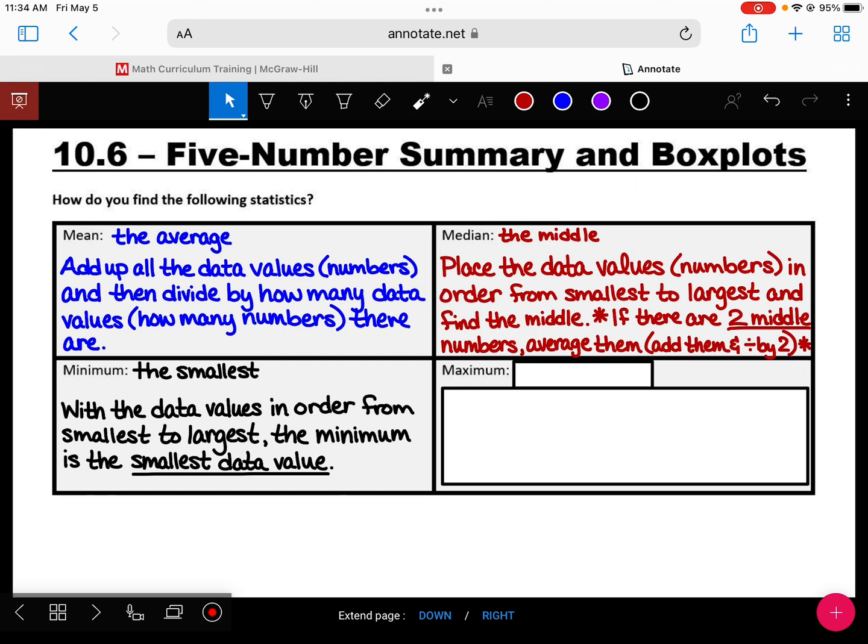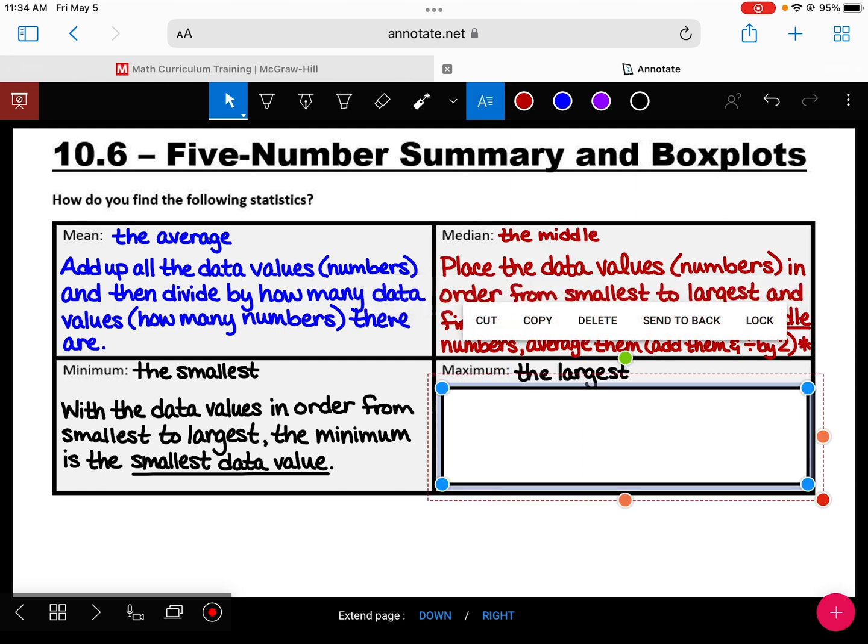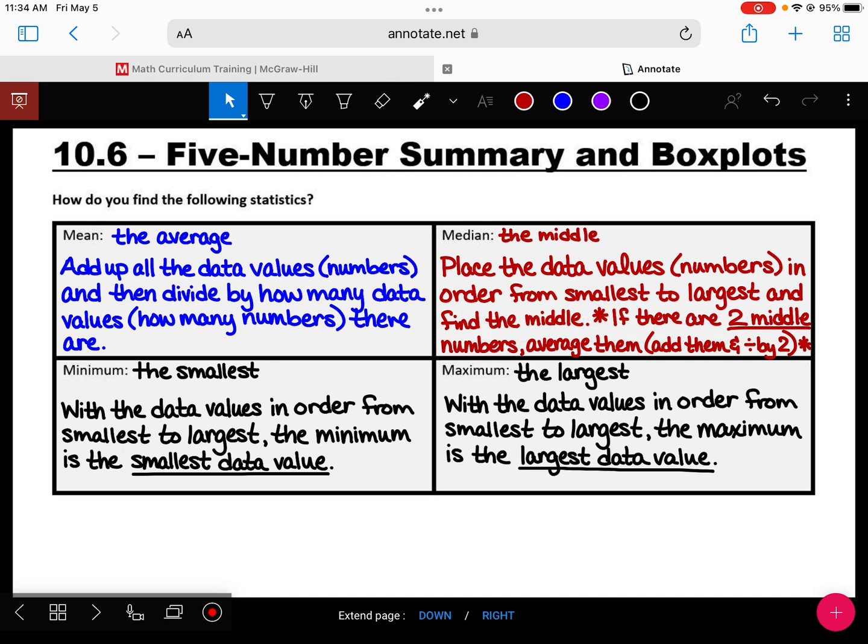What about maximum? That would be the biggest, the greatest, or the largest. So again, I need my data values in order from smallest to largest, and then the maximum is the biggest one.